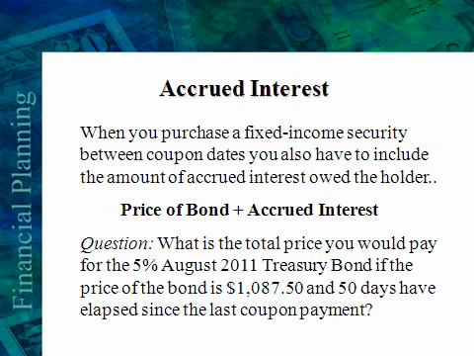When you purchase a fixed income security between coupon dates, you also have to include the amount of the accrued interest owed to the holder. That means that the total price of the bond is equal to the price of the bond plus accrued interest. Let's work a sample problem to understand how accrued interest is calculated. Question: what is the total price you would pay for the 5% August 2011 Treasury bond if the price of the bond is $1,087.50 and 50 days have elapsed since the last coupon payment?